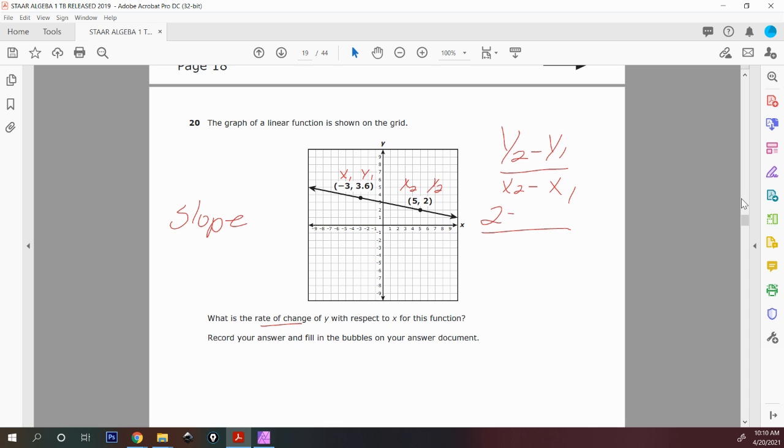Y2 is going to be 2. Y1 is going to be 3.6. X2 is going to be 5. X1 is going to be negative 3. I would type that in the calculator. It tells me negative 0.2, and that's what I would bubble in.